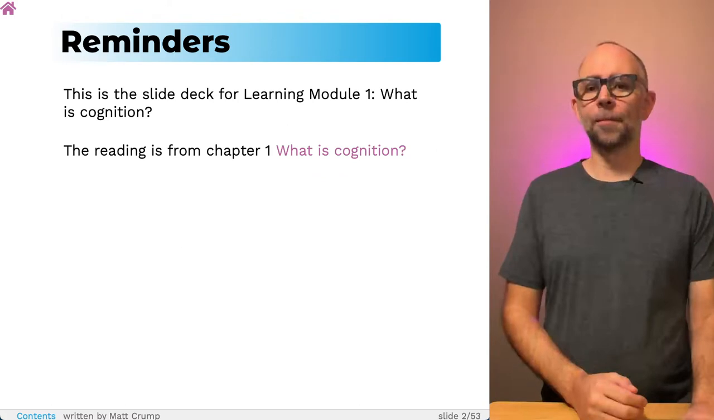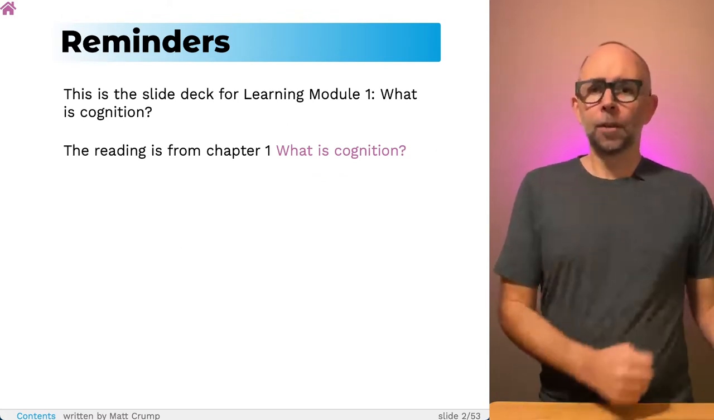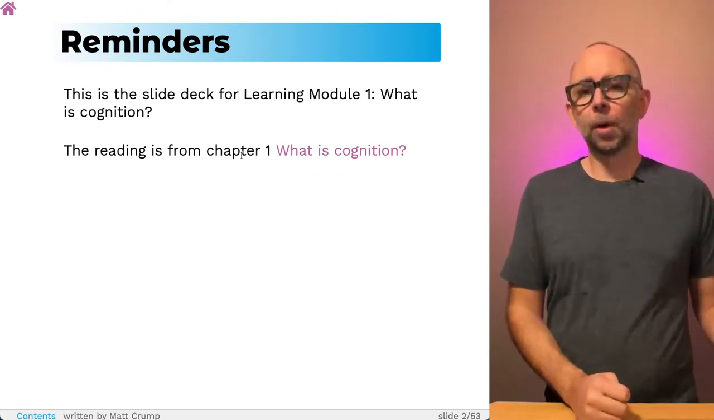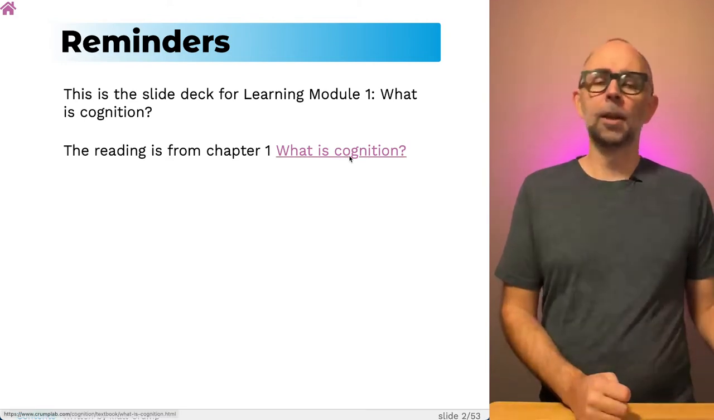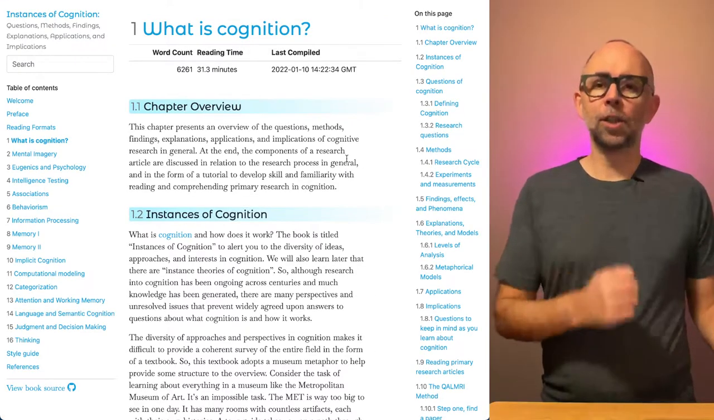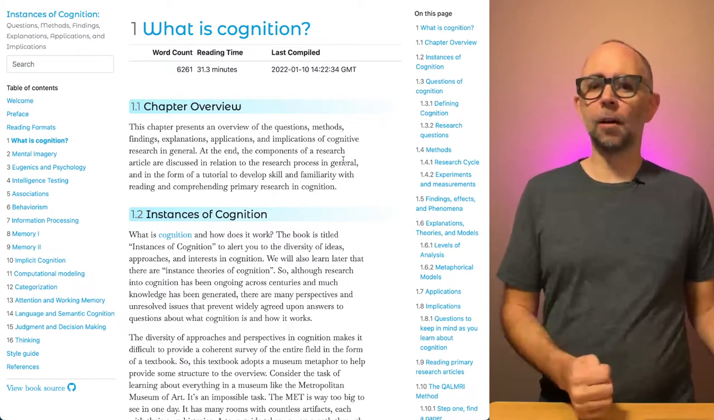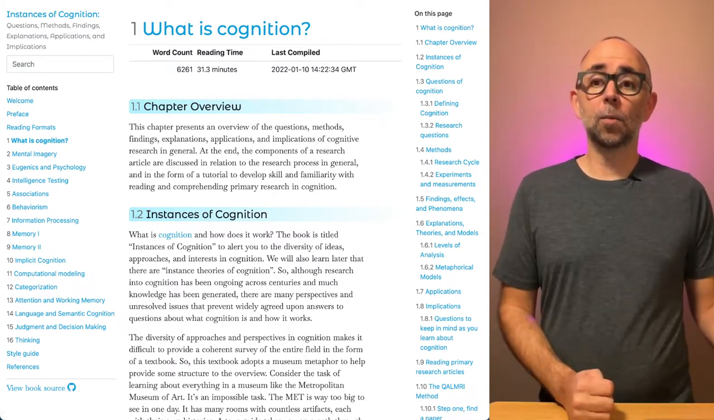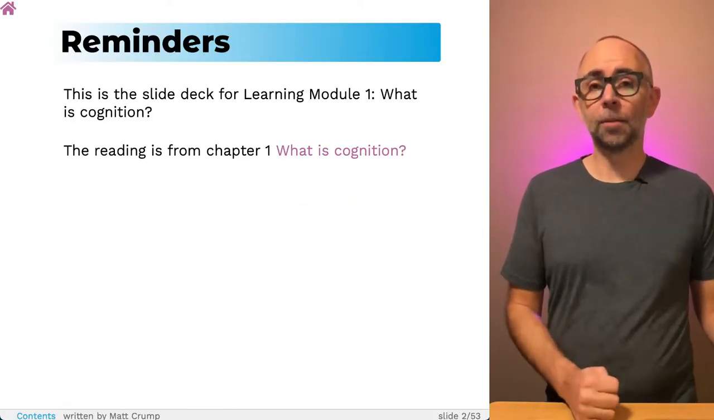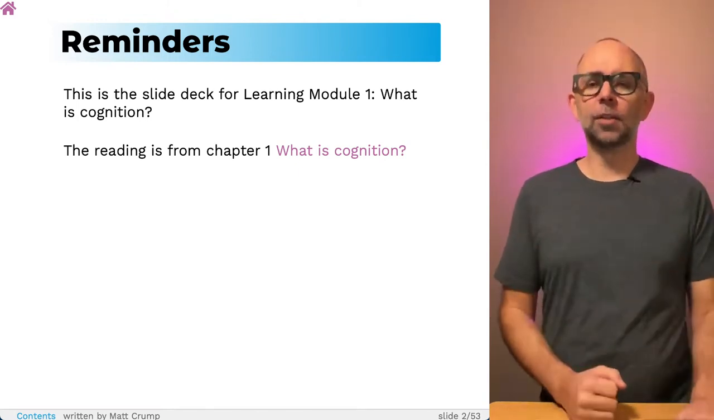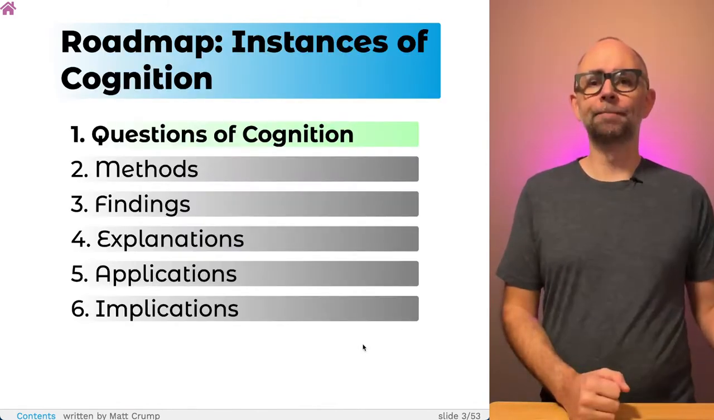Let's get started. The reading for this learning module is from chapter one in the textbook. Here's the link. Check it out. Read the chapter. It's about 30 minutes long. These slides will support the content in that chapter. It's very similar, but also a little bit different to mix things up a little bit.